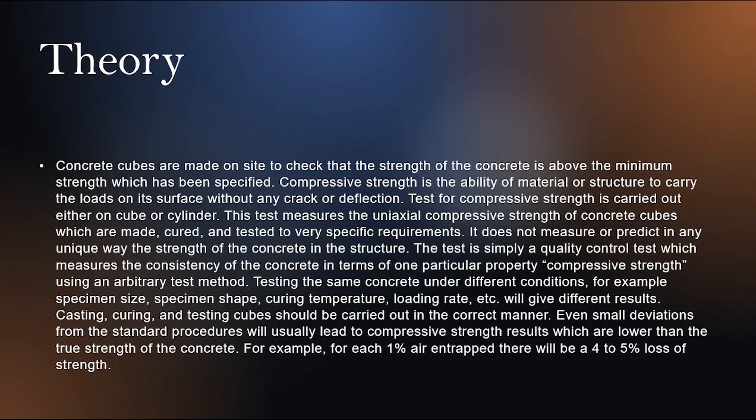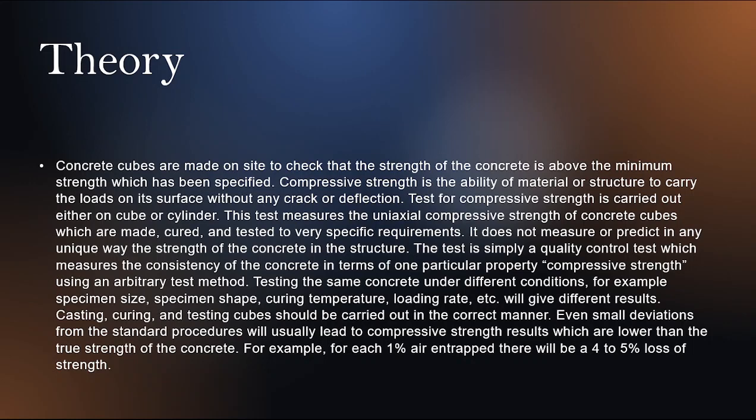It does not measure or predict in any unique way the strength of the concrete in the structure. The test is simply a quality control test which measures the consistency of the concrete in terms of one particular property, compressive strength, using an arbitrary test method. Testing the same concrete under different conditions, for example specimen size, specimen shape, curing temperature, loading rate, etc., will give different results, such as when we are using different types of aggregate, right? And then continuing, casting, curing, and testing should be carried out in the correct manner.